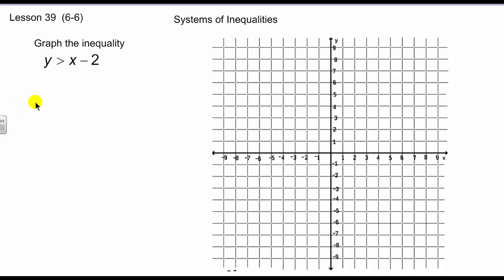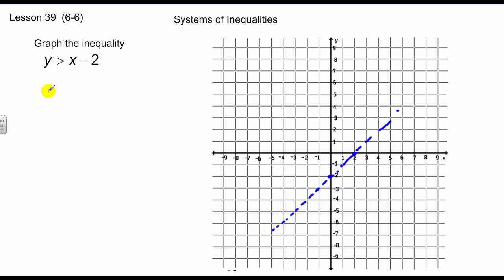So if I want to solve y is greater than x minus 2, I'd simply find the y-intercept, which is negative 2, do rise over run of 1, and draw a dotted line, because it's strictly greater than, or less than for that matter.